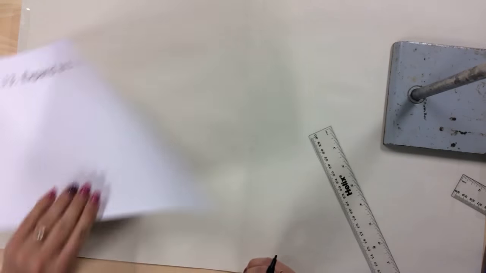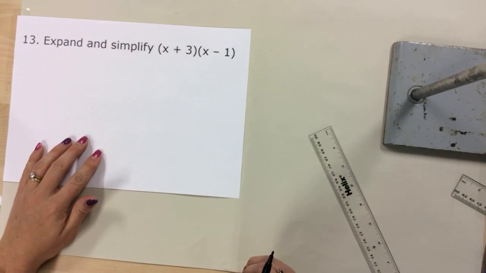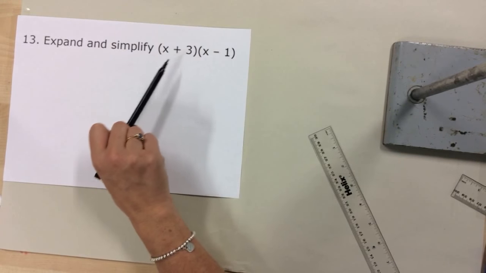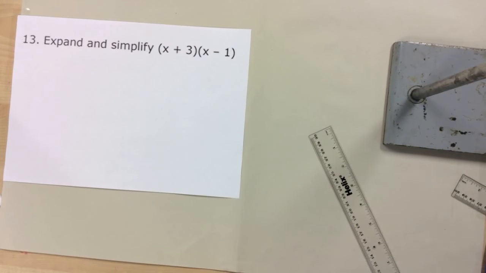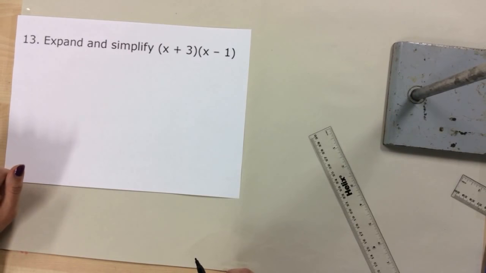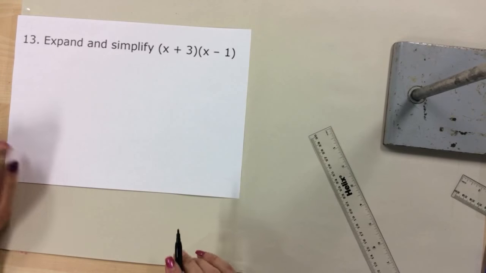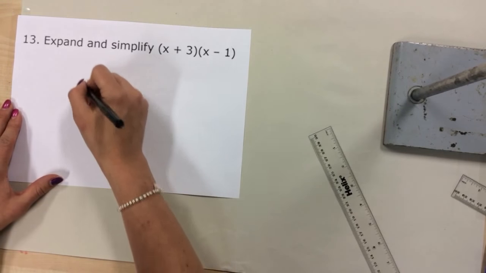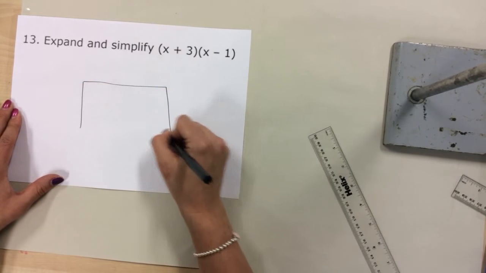Right, moving on to a slightly easier topic now, expanding brackets. So we've got to expand and simplify. Now there's different ways to do this. I'm going to do it with a grid method just because I think quite a lot of you tend to use that. But there are loads of different ways and I'm sure you'll get the same answer. So I'm going to draw my grid here.